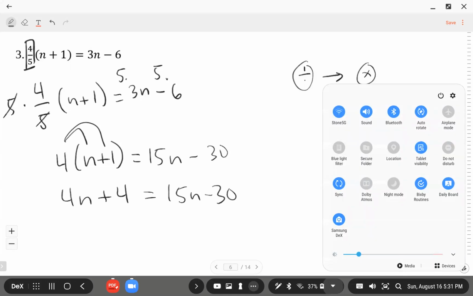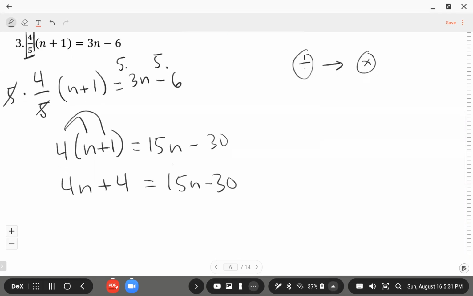Let's move 15n to the side, okay? 15n to that side, and then 4 to that side. So remember, we have to subtract 15n. Inverse operations. Subtract 15n from the left-hand side, and we get negative 11n, which equals negative 34, right? Yes, negative 34.